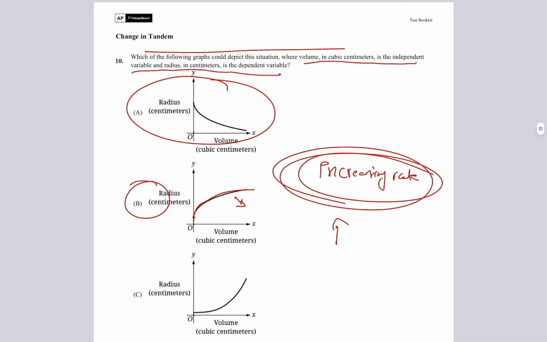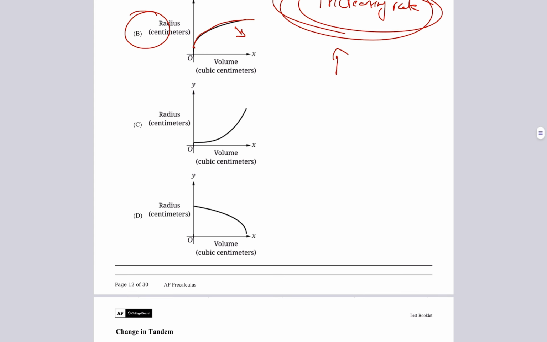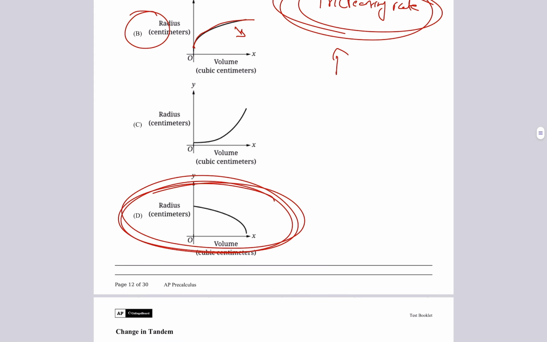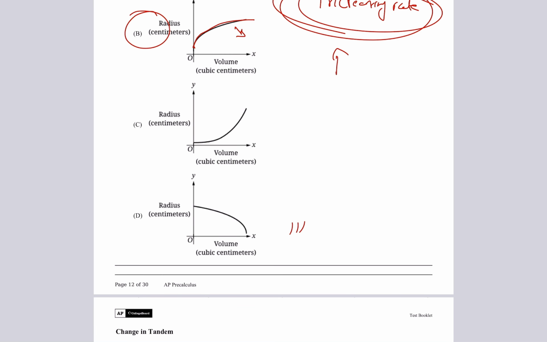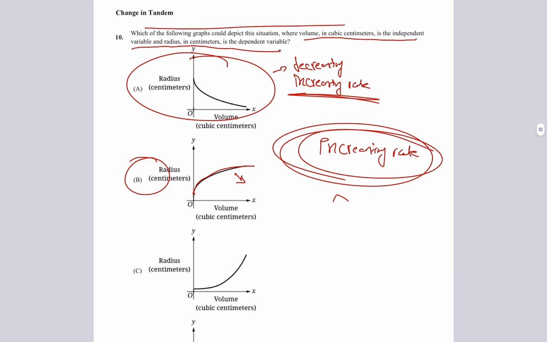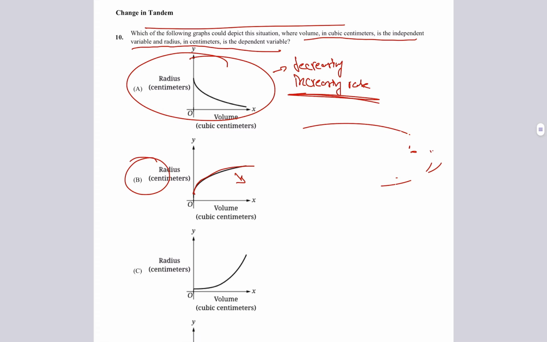You see option A, this function is decreasing, right? But it's decreasing at an increasing rate. Now, what about this one? This function is decreasing, but it's decreasing at a decreasing rate. So always remember those two. Now, let's move on to the next question.